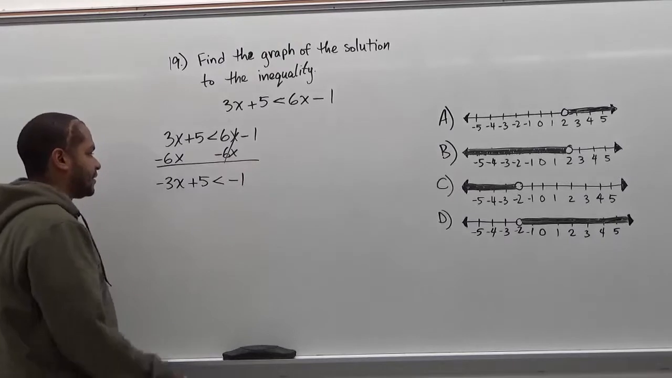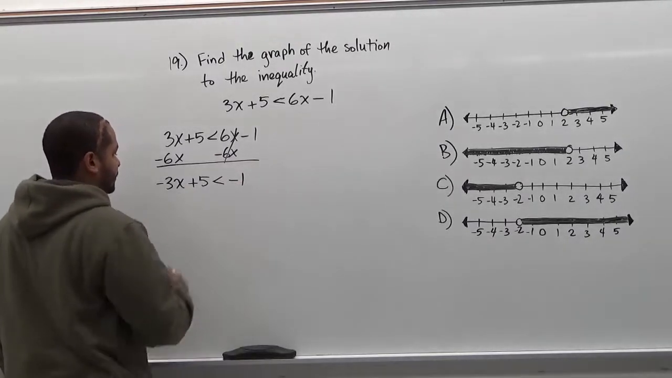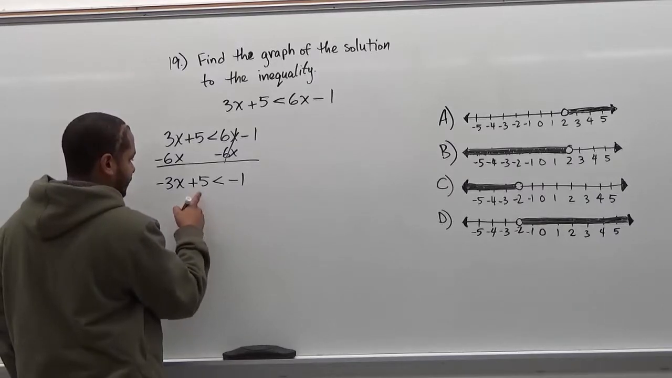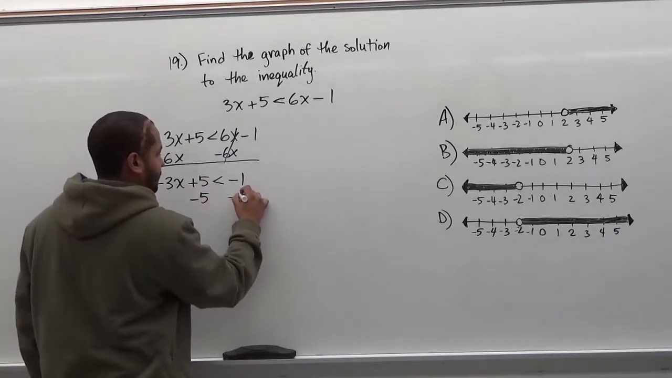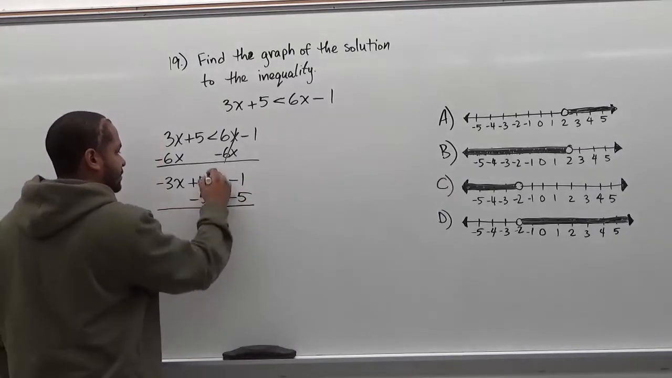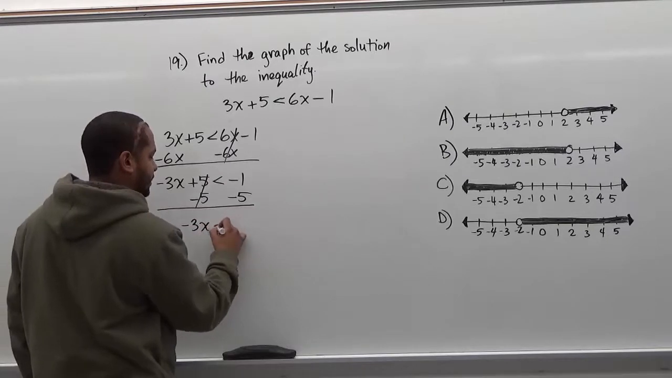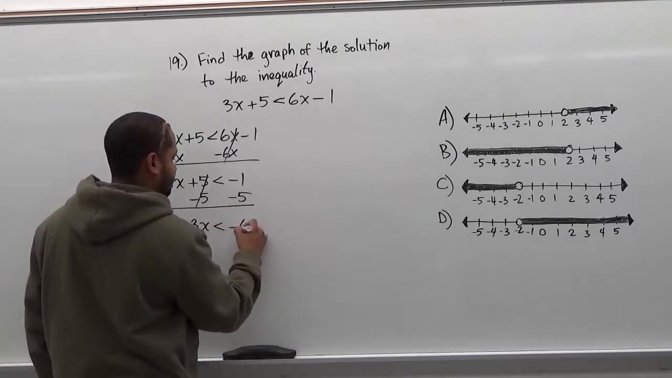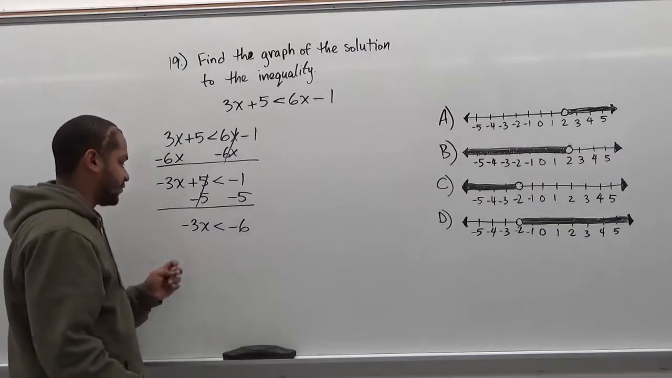My second step here is to move the positive 5 over to the right side of the equation. So I also use the additive inverse of positive 5, which is negative 5. These two 5's are going to cancel out to 0, and I have negative 3x on the left. On the right side, I have negative 6x. Now the final step here is to divide both sides by negative 3.